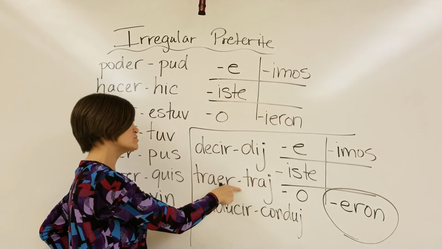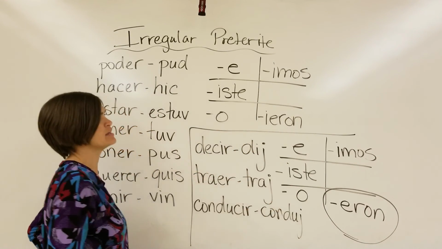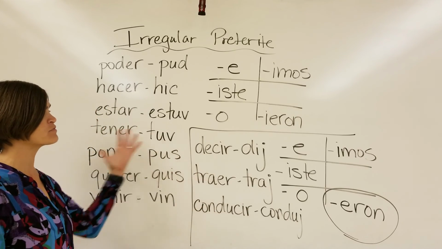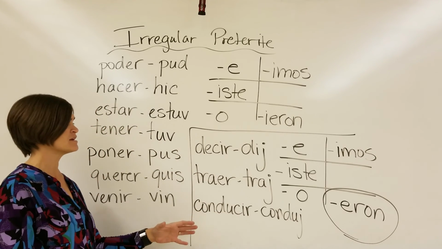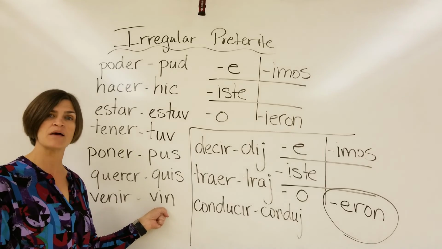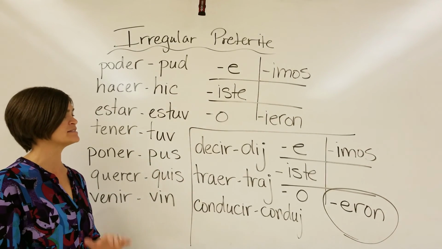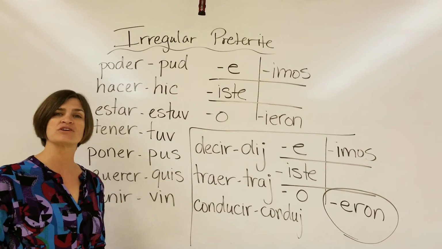So only with those two stemmies, we have a slightly different ending. Other than that, all of the irregulars have the same endings. You just have to memorize what their stemmy is, add the endings, 0 accents, and watch out for those J's.